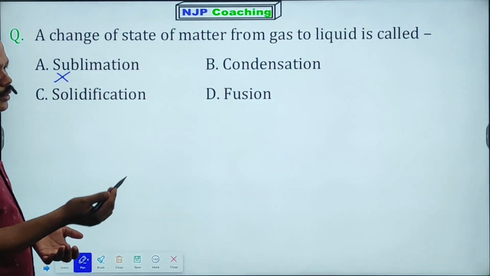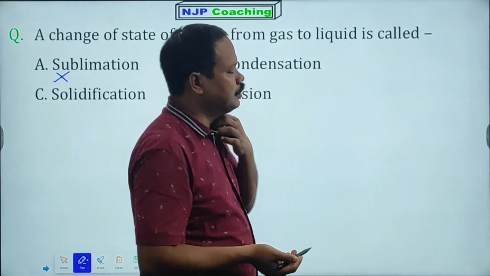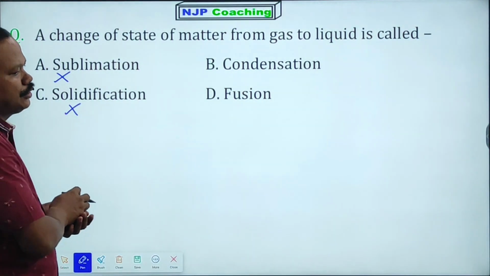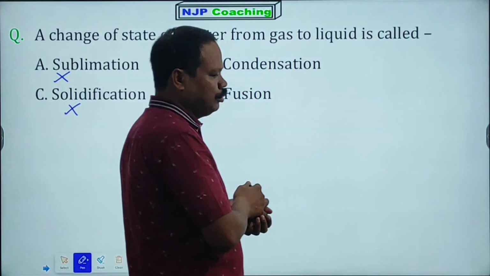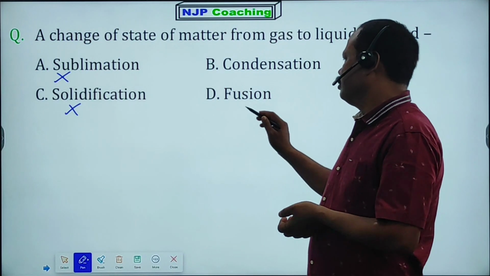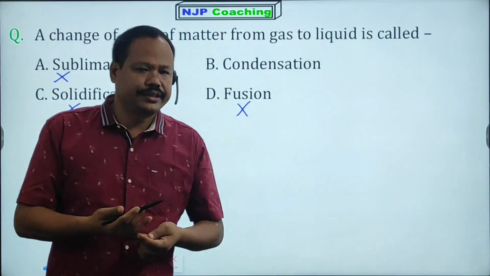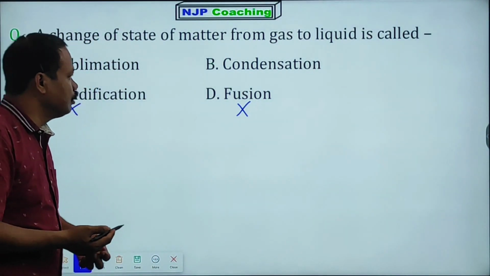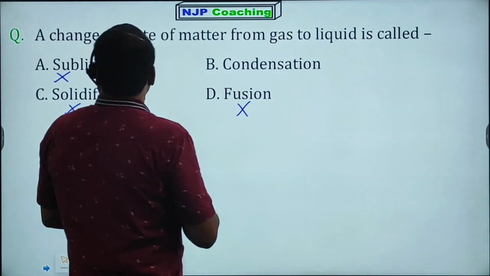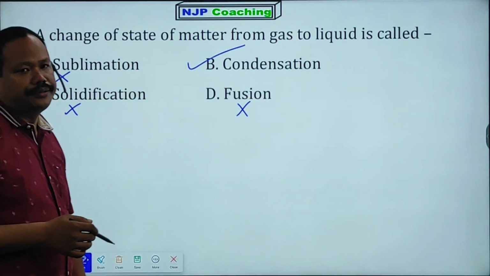Sublimation is when a solid directly becomes gas, or gas directly becomes solid without going to the liquid state. Then solidification: when liquid converts to solid, that is called solidification. Fusion: when a solid melts and converts to liquid, then we call it fusion. So the right option is that a change of state of matter from gas to liquid is known as condensation.